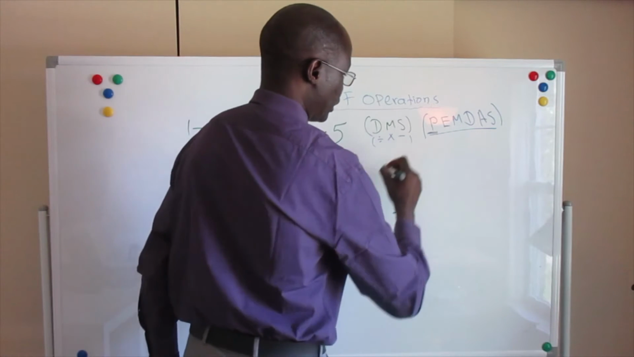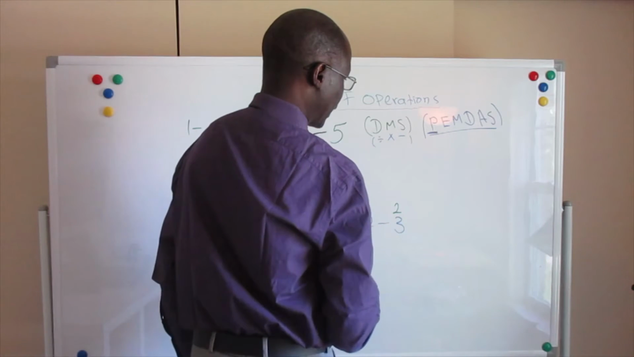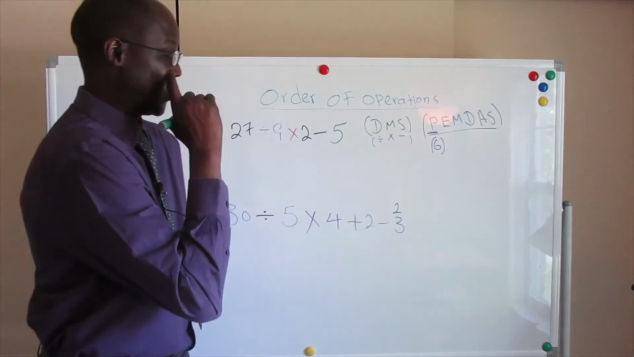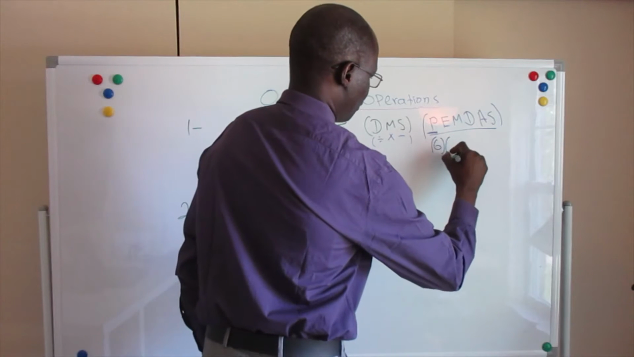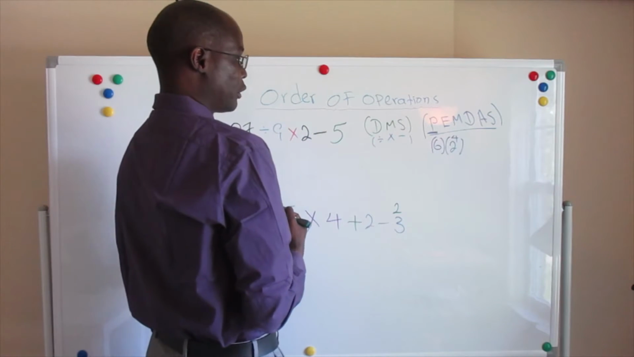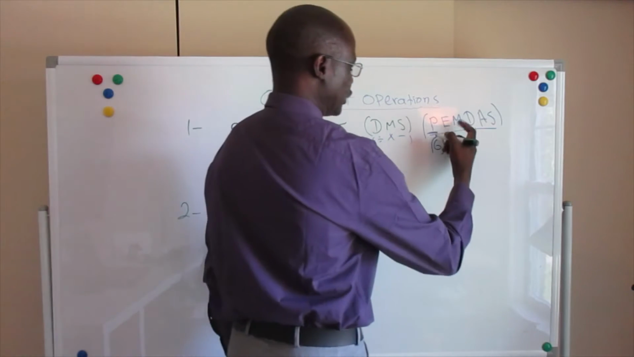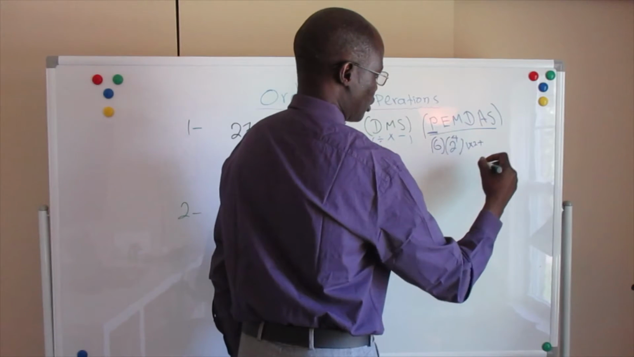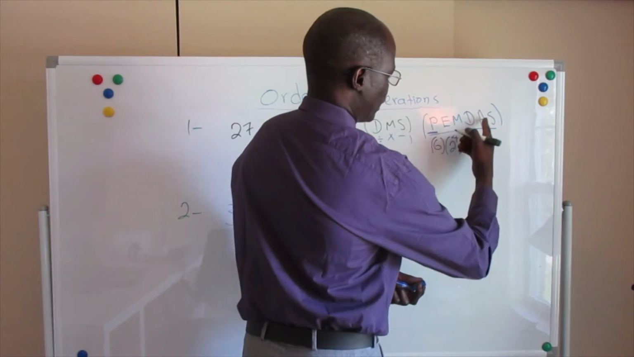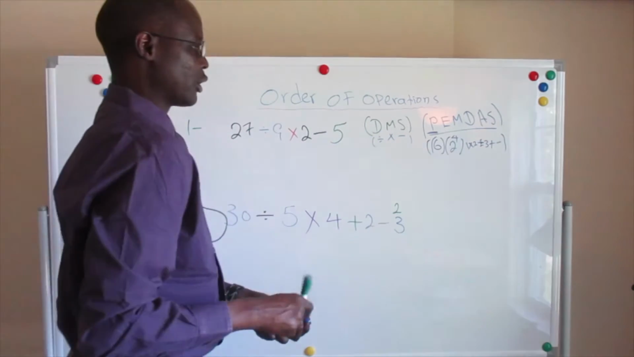The first P is parenthesis, or bracket. E is exponent, for example 3 to the power 2, or 4 squared. Multiplication, when you have 1 times 2. Division, when you divide. And addition and subtraction, when you add or subtract. So that's the whole concept of the letters.